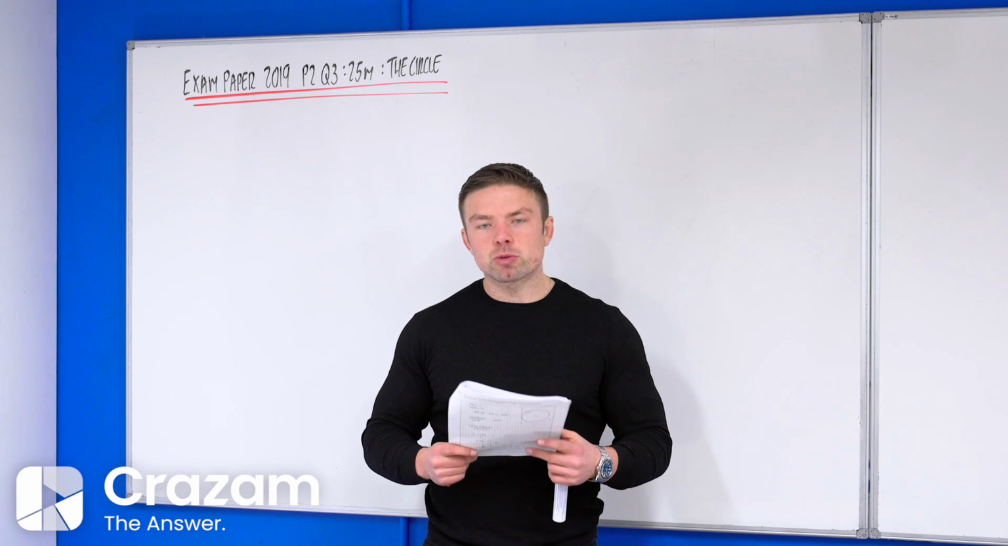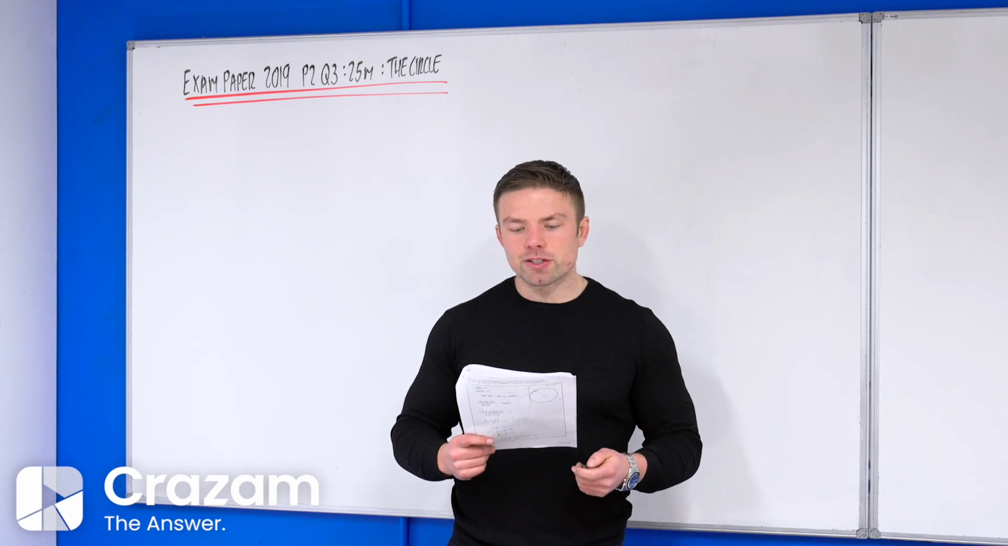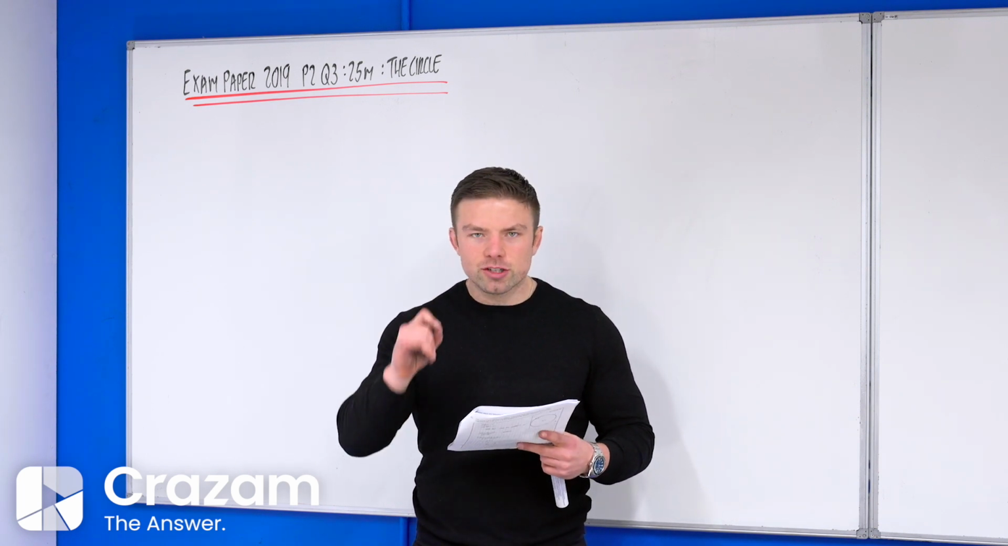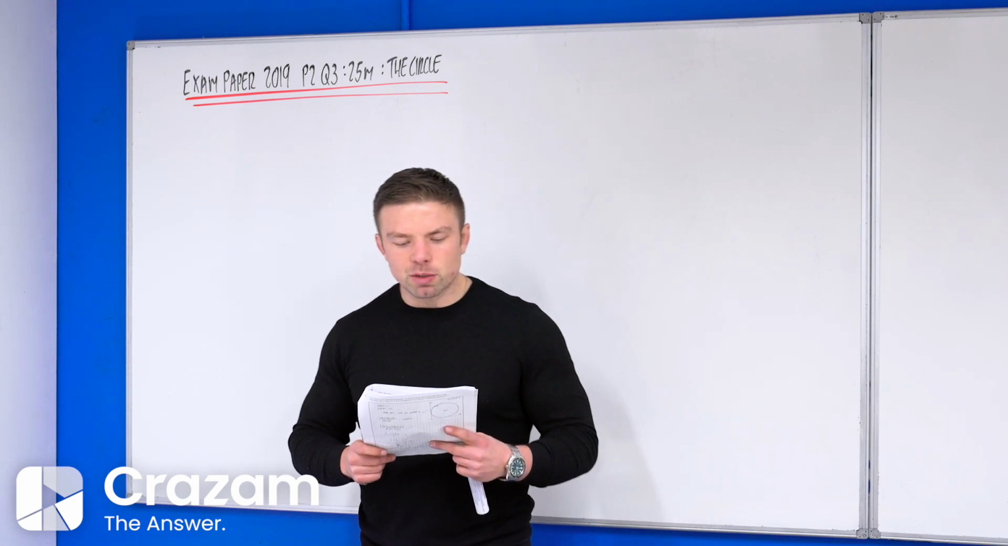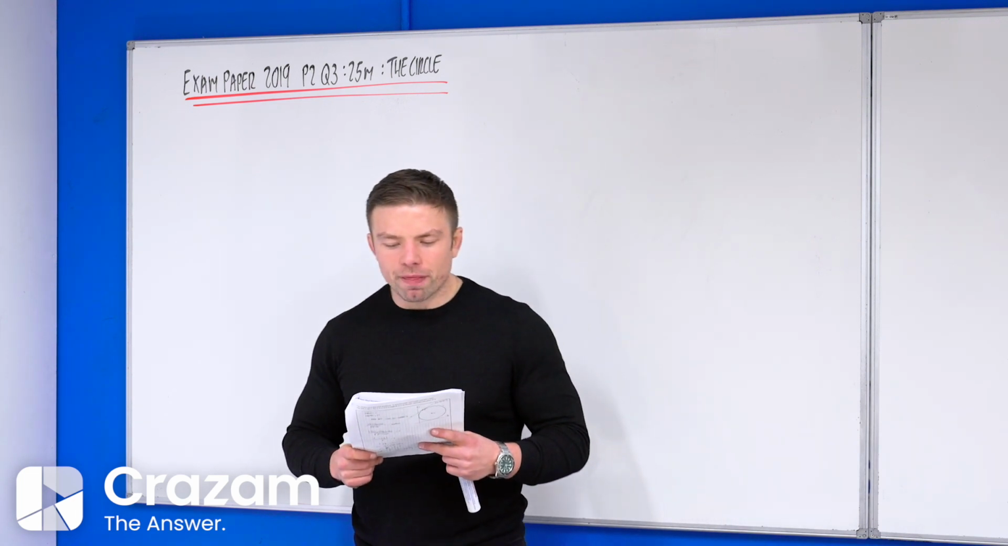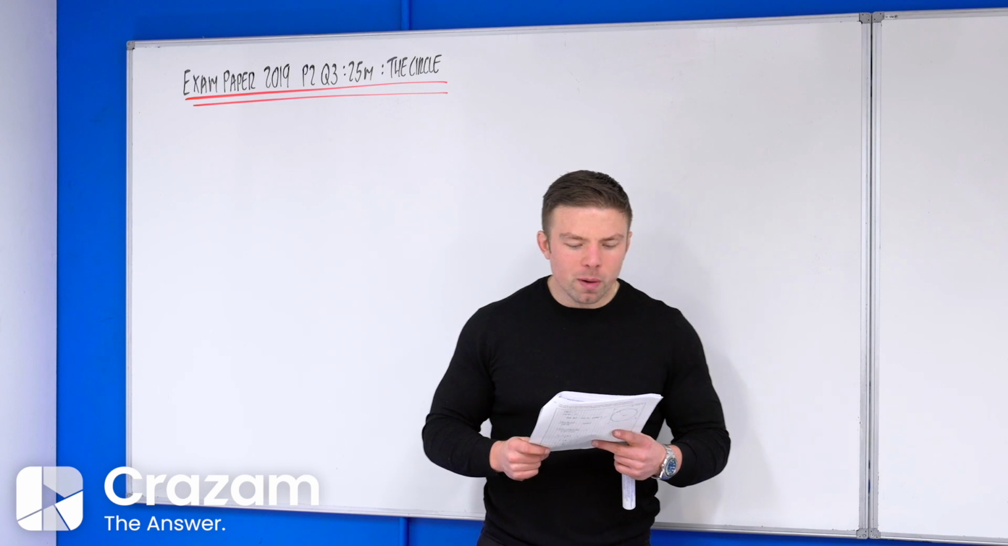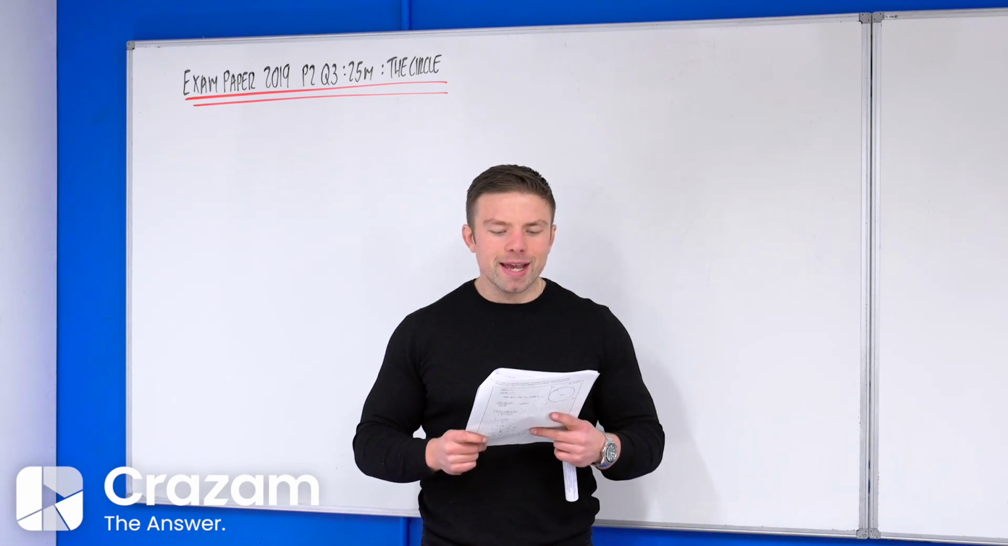So this is the exam paper 2019, paper 2, question 3, 25 marker, and it's a circle question. We are on part A. It says the point (-2, k) is on this circle here. Find two possible values of k where k is an element of Z.